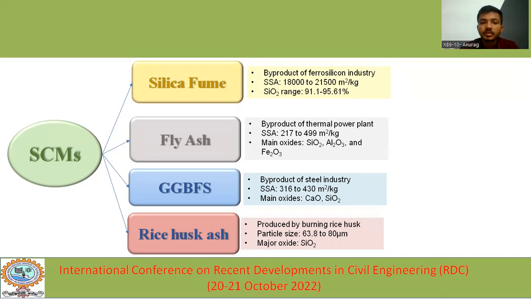Fly ash is a byproduct of thermal power plants, and the specific surface area lies between 217 to 499 meter square per kg. The main oxides of fly ash are silica, Al2O3, and Fe2O3. GGBFS, the granulated ground blast furnace slag, is a byproduct of the steel industry, and the specific surface area lies between 316 to 430 meter square per kg. The main oxides are calcium oxide and silica. The fourth one is rice husk ash. It is produced from the burning of rice husk, the particle size ranges between 63.8 to 80 micron, and the major oxide is silica.